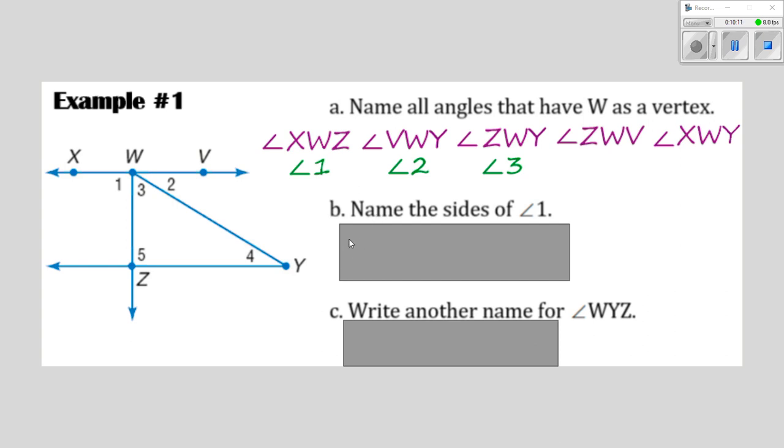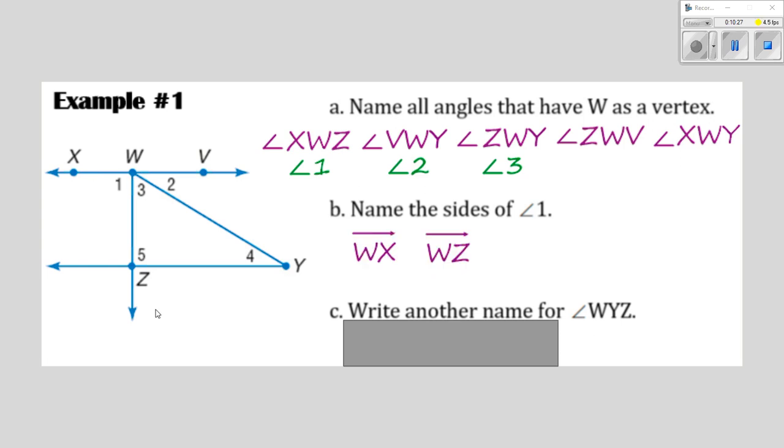All right, next one, name the sides of angle 1. Okay, angle 1 is here, it's the same as angle XWZ. And let's see the two sides. Remember, an angle is made up of two rays. So we have ray WX and ray WZ. Notice how I started at the vertex, and then the direction I'm going would be the second letter.